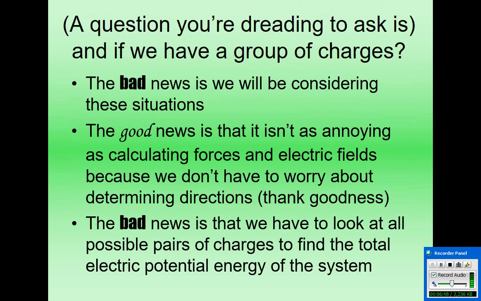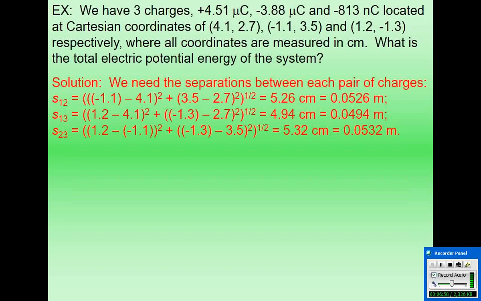Consider the following situation. We have 3 charges. One is positive 4.51 microcoulombs, the second is negative 3.88 microcoulombs, and the third is negative 813 nanocoulombs. And we're given locations for each of them in respective order. So the 4.51 microcoulomb charge is at 4.1, 2.7, measured in centimeters. The negative 3.88 microcoulomb charge is at x equals negative 1.1 centimeters, y equals 3.5 centimeters. And the negative 813 nanocoulomb charge is at x equals 1.2 centimeters, y equals negative 1.3 centimeters.